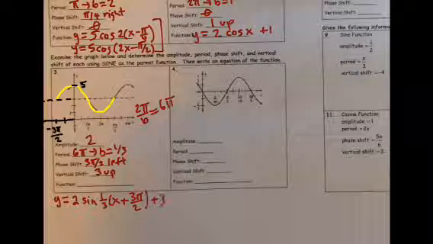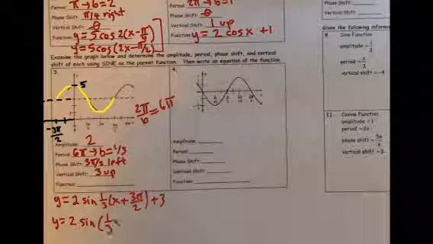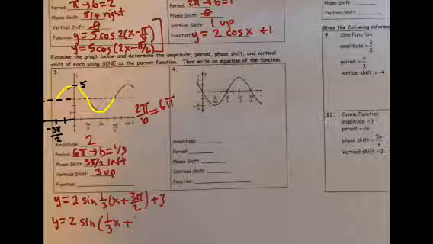So that's one form. You could also distribute the 1/3, and you get y equals 2 sine parentheses 1/3 x. When you distribute the 1/3 with the 3 pi over 2, you get pi over 2, plus 3.